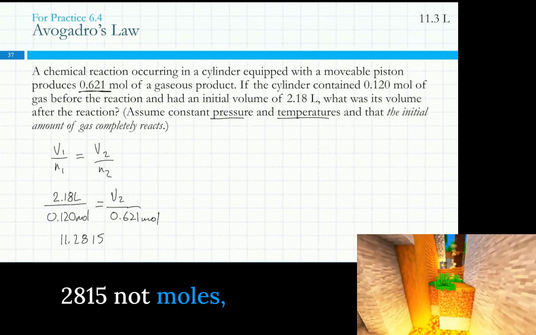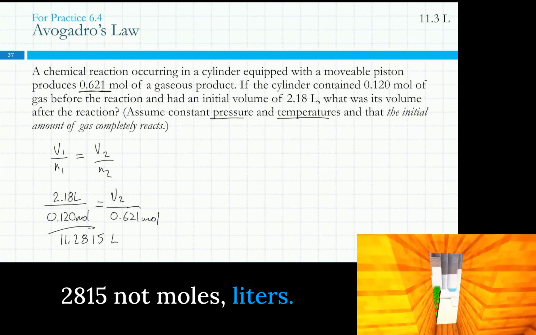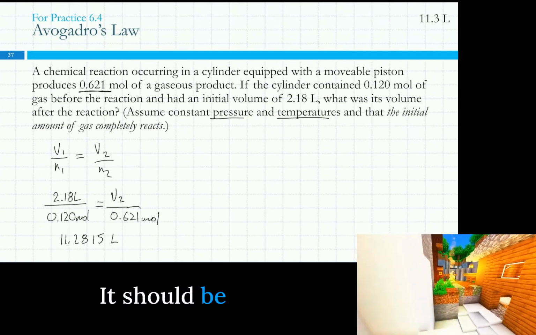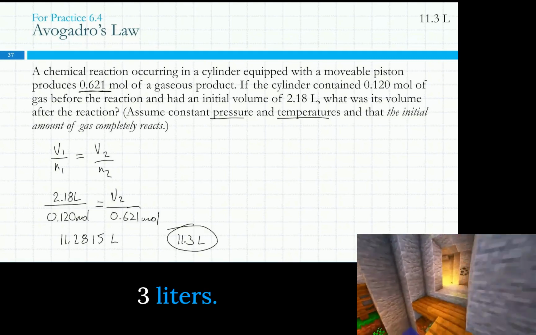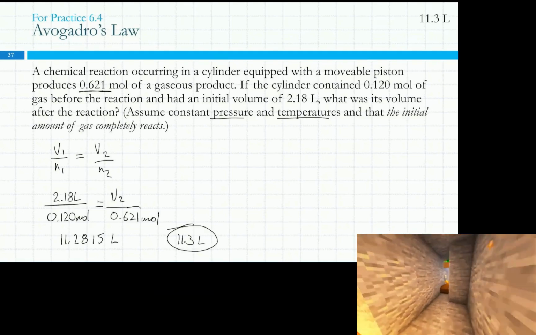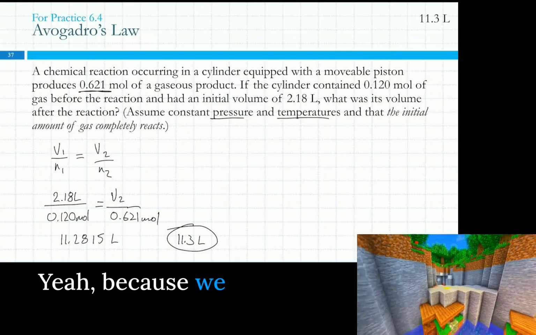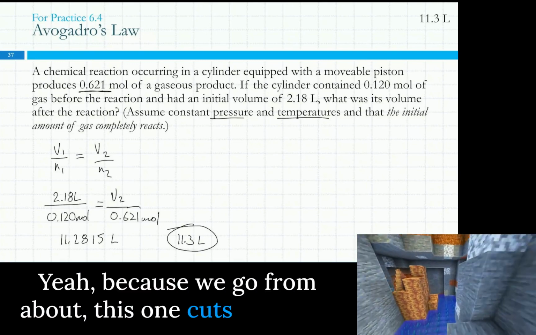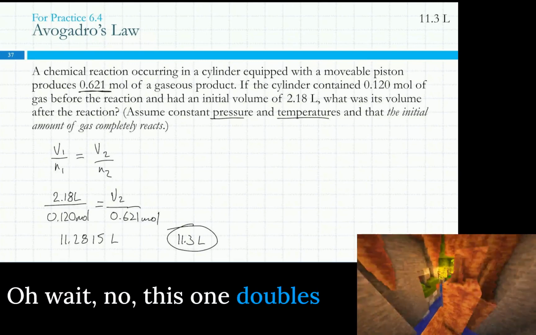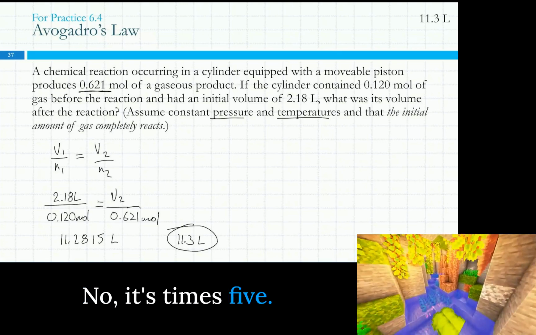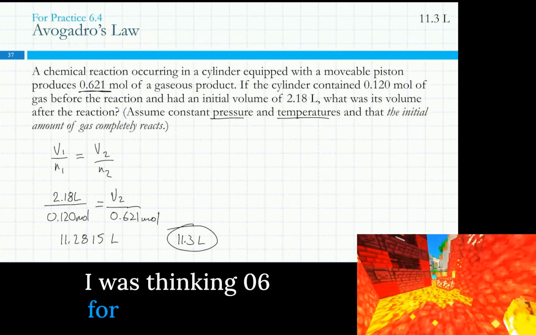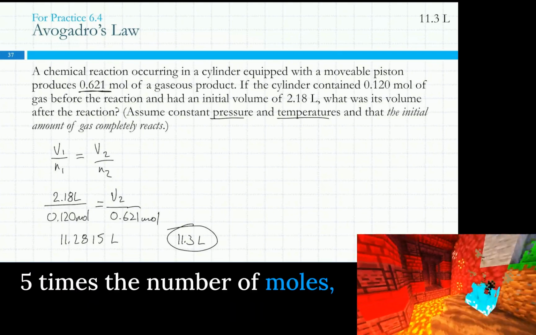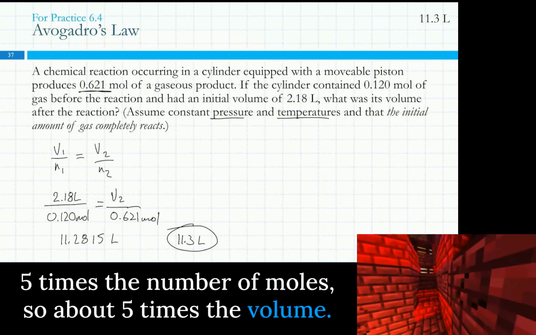11.2, not moles, liters. I shouldn't circle that one actually. It should be 11.3 liters, because of sig figs. Yeah, because we go from about, this one cuts it in half. Oh wait, no, this one doubles it. No, it's times 5. I was thinking 0.06 for some reason. 5 times the number of moles, so about 5 times the volume.